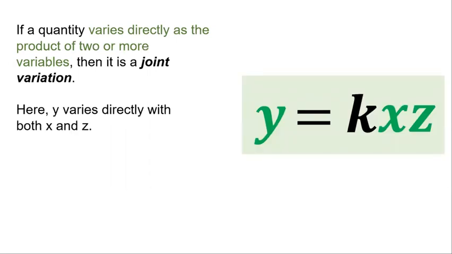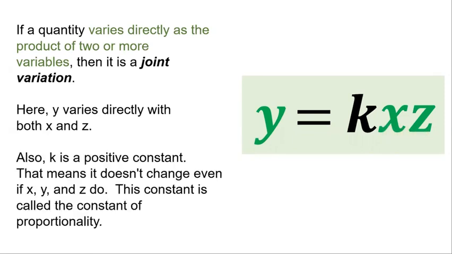Here, y varies directly with both x and z. Sa kaliwa ng equal sign, nasa numerator ang y. At sa kanan naman ng equal sign, nasa numerator din ang x at z. At ang k naman natin ay ang tinatawag nating constant of proportionality.